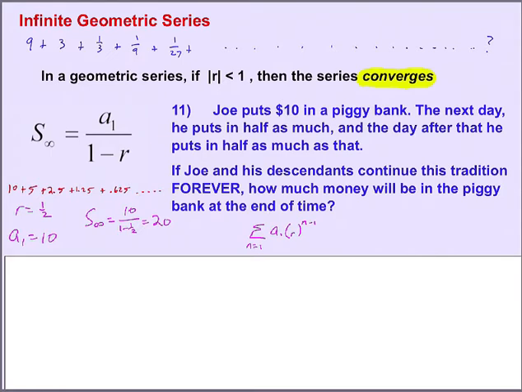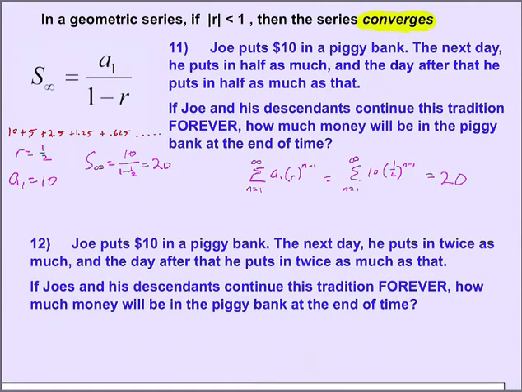It's a little bit better if you have a legible infinity, so we'll try that again. So in this case, this would be the sum of 10 times 1/2 to the n minus 1, starting from n equals 1, going to infinity, and we learned that that is equal to 20. Okay. We'll see a couple more examples here.